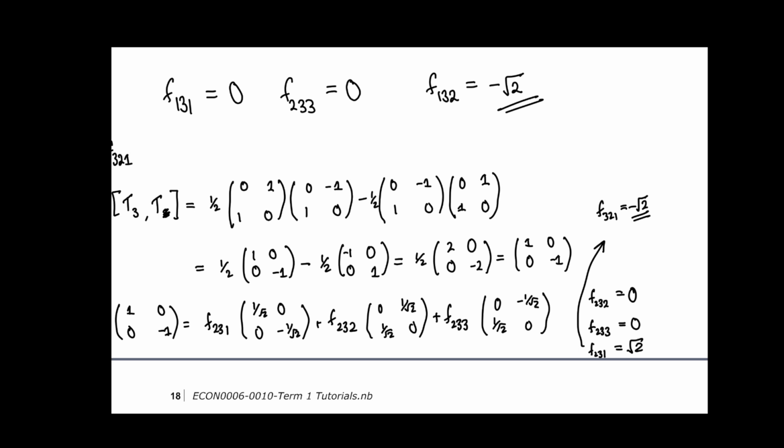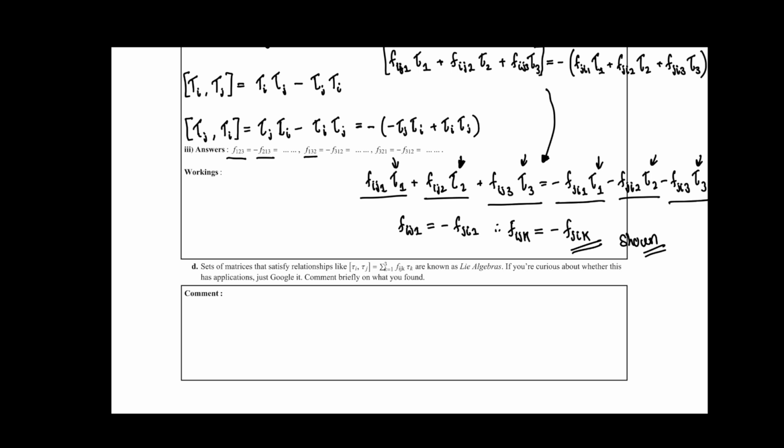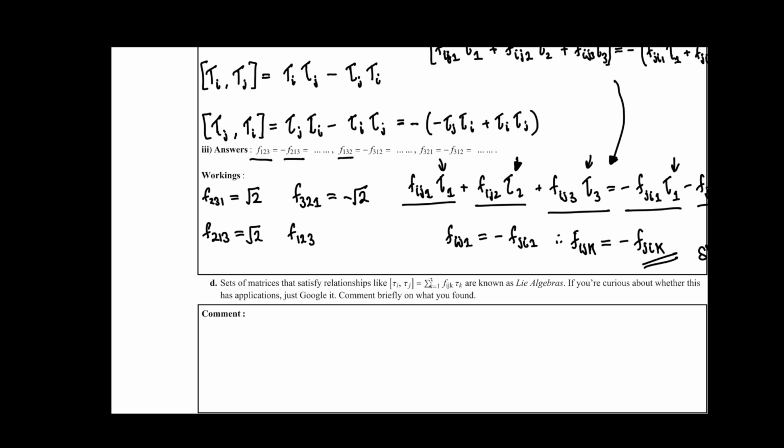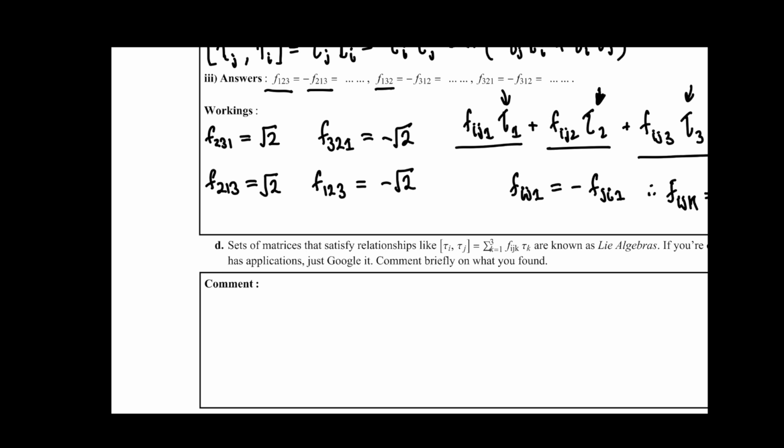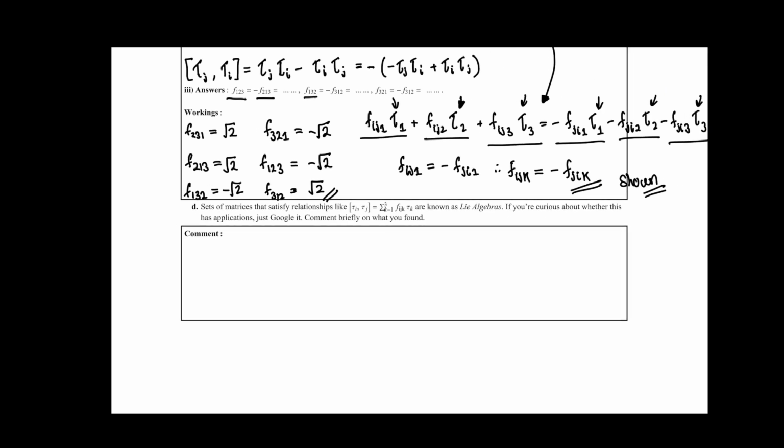My apologies, this was meant to be tau 2, tau 3. So our final answers would be F231 is equal to root 2, and therefore F321 is equal to minus root 2, and then F213 is equal to root 2, and F123 is equal to minus root 2, and F132 is equal to minus root 2, so F312 is equal to root 2. Hopefully that makes sense. This you can do in your own time on Google.